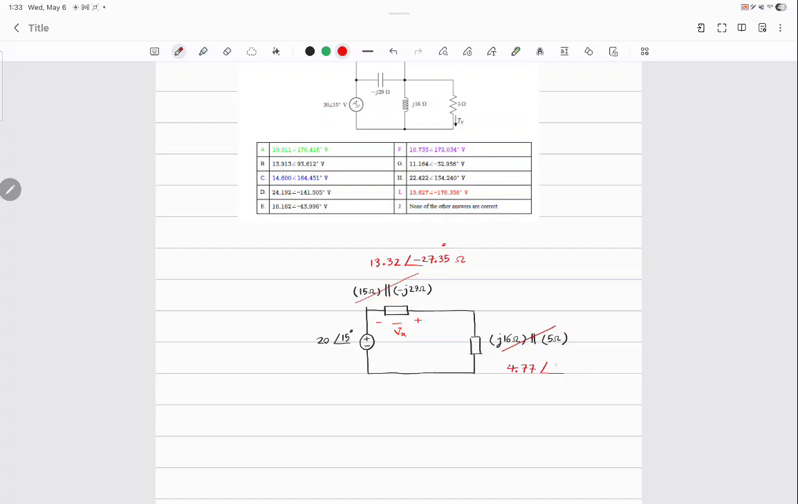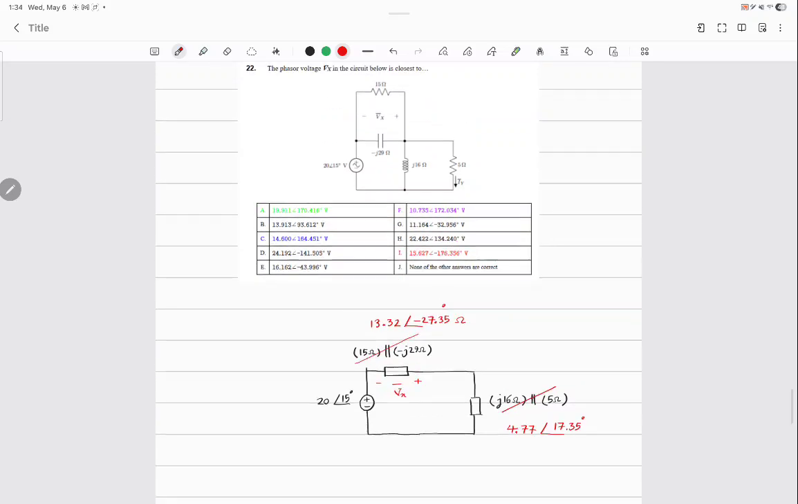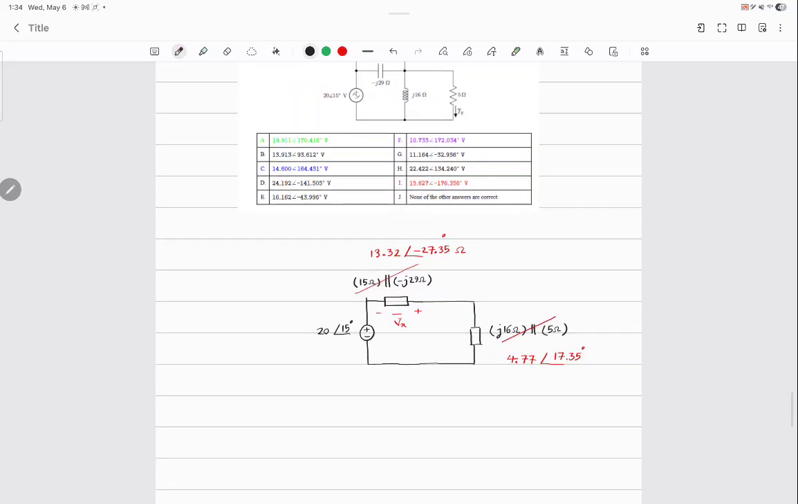4.77 angle 17.35. Someone confirm it? Someone else? Yeah, okay, good. Now, first of all, this question is asking for Vx. Does it hurt that I combined the 15 and negative J29? Am I destroying Vx or no? No, because they are in parallel. It doesn't do anything. So I still am able to find Vx.